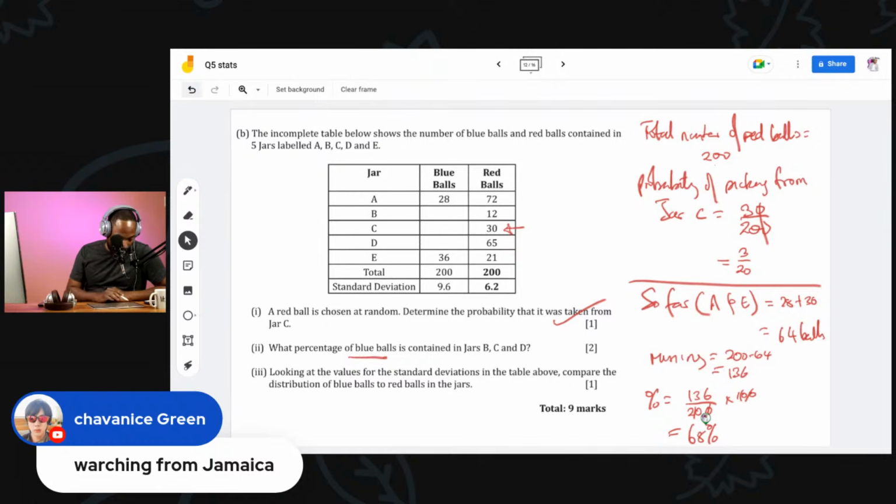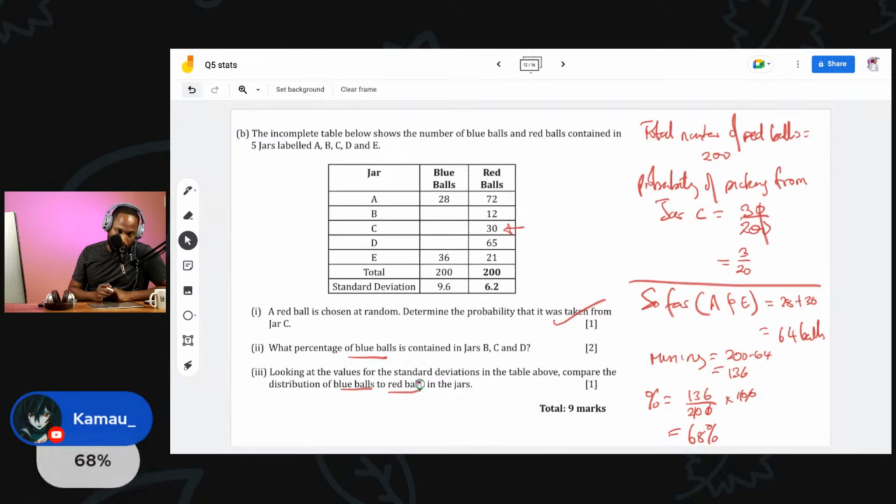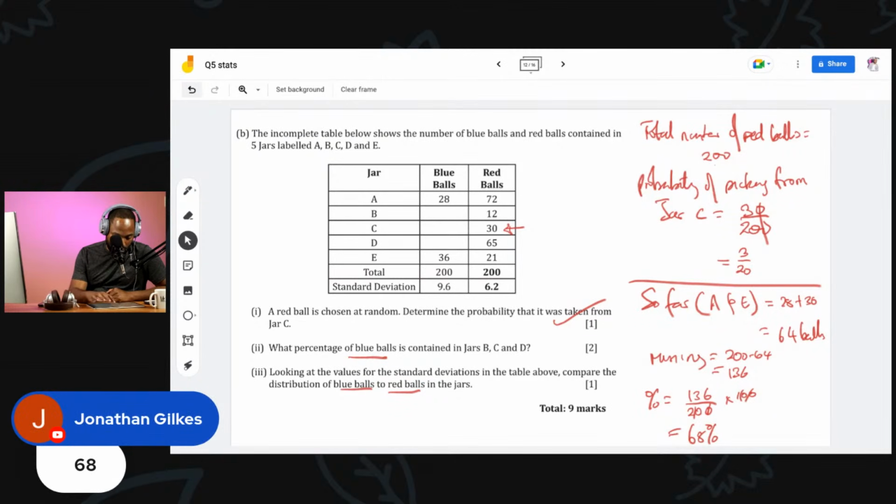68% is good. Looking at the values for the standard deviations in the table, compare the distribution of blue balls to the red balls. So I'll have to talk through this one. There's one more question. No, there's two more questions.